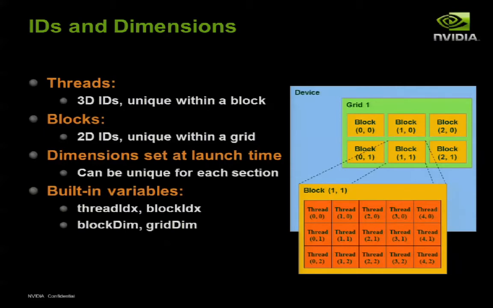The variables that allow you to identify your position within the grid are called thread index and block index. So these are the unique indices for each thread and block. And you can also determine the block dimension and the grid dimension, which is useful to then give you the global position of your individual thread.